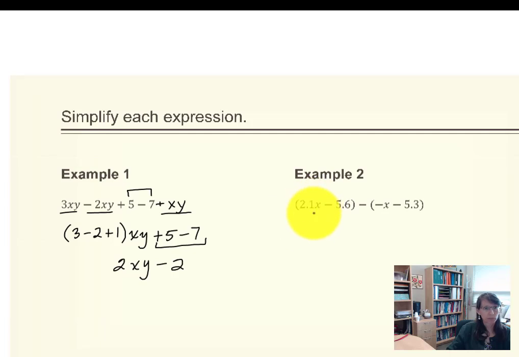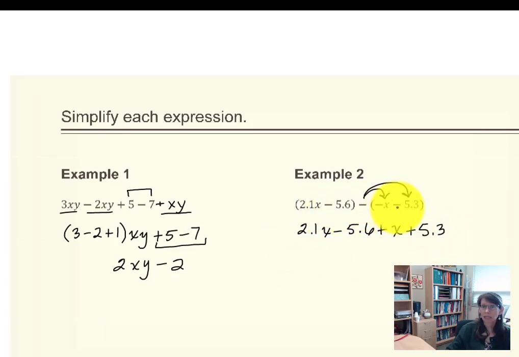In our next example, we have a quantity subtract another quantity. This subtraction sign means we are going to distribute the negative to each term that comes after it in the parenthesis. There isn't a negative sign in front of the first quantity, so it's like having a positive 1 in front of it. When you multiply by 1, you're not going to have any changes in your product. So we're simply copying 2.1x minus 5.6. Now distributing, negative times negative makes positive x, and then negative times negative 5.3 would be plus 5.3.